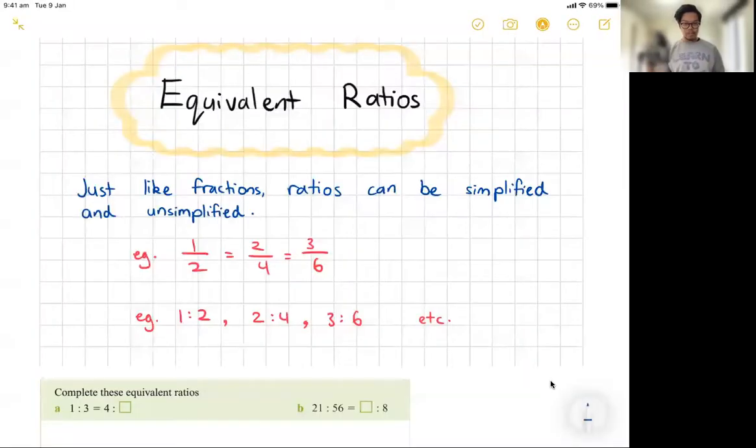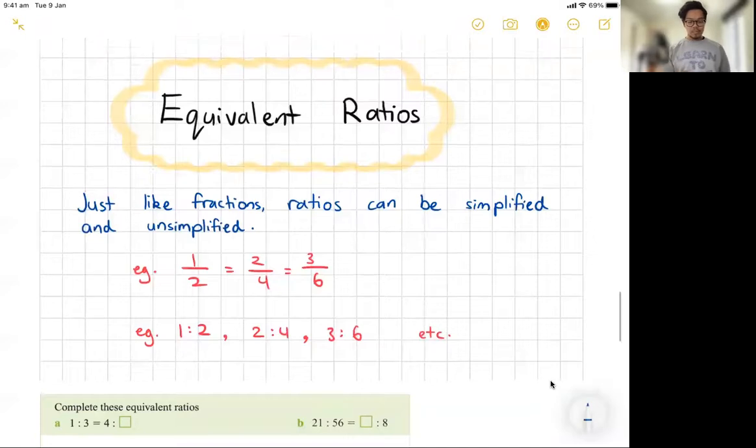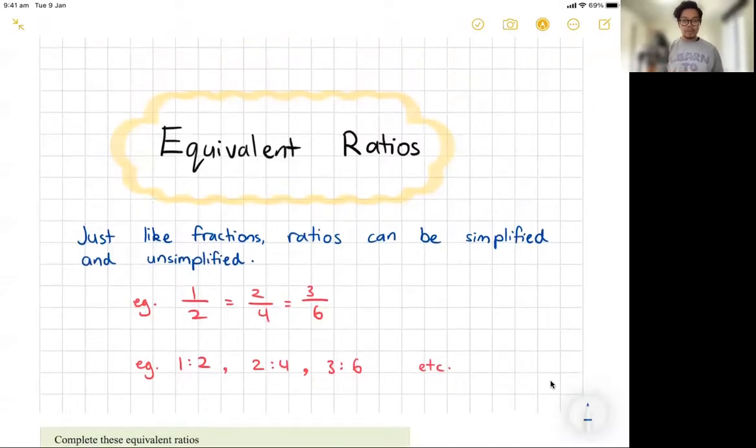All right, so today we are going to continue on with our work on ratios. And so if I can get this up on the screen, we'll have it right here. Boom, three, two, one, and we're good. So today we'll be doing the topic of equivalent ratios.